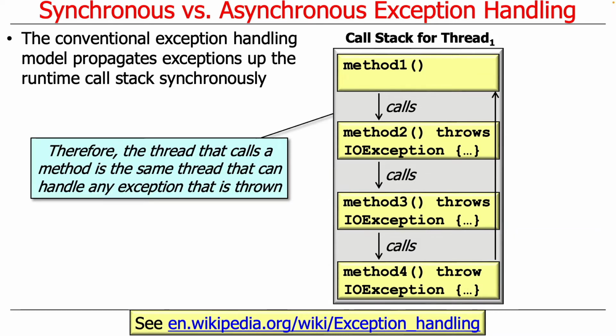So the thing to remember with synchronous exception handling, with the conventional way of doing things, the thread that calls a method is the same thread that can handle any exception that's thrown in that method, if it so chooses. It doesn't have to do it, but it can. And the calling thread and the catching thread and the throwing thread are all the same thread. And that's a really important thing to remember.